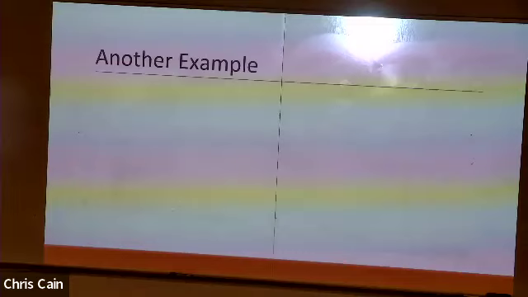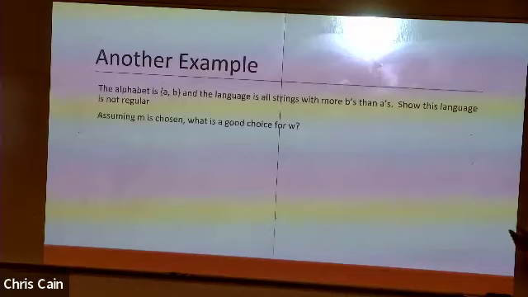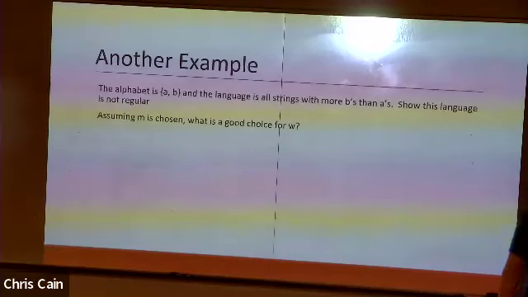Okay, let's do another example. All right, alphabet AB, language: strings with more B's than A's. Any string with more B's than A's. We want to use the pumping lemma game to show that this language is not regular. So player one picks M. The idea of all of this is that we want M to not matter. So we need to intelligently pick a string W that is in this language that is at least M characters long.